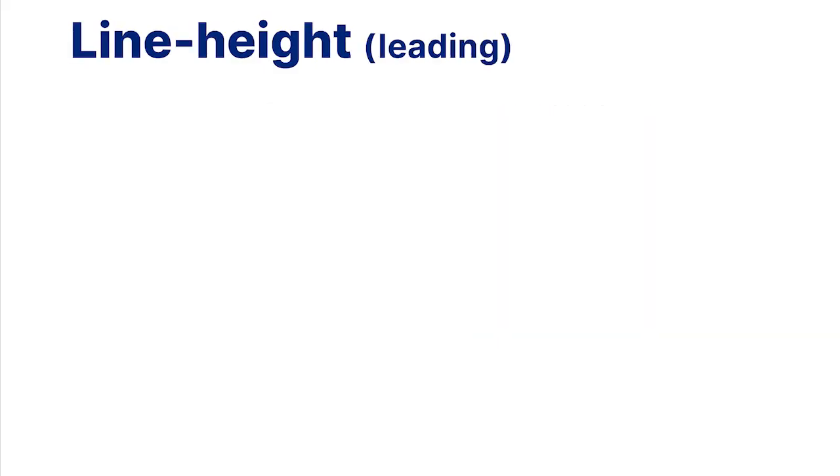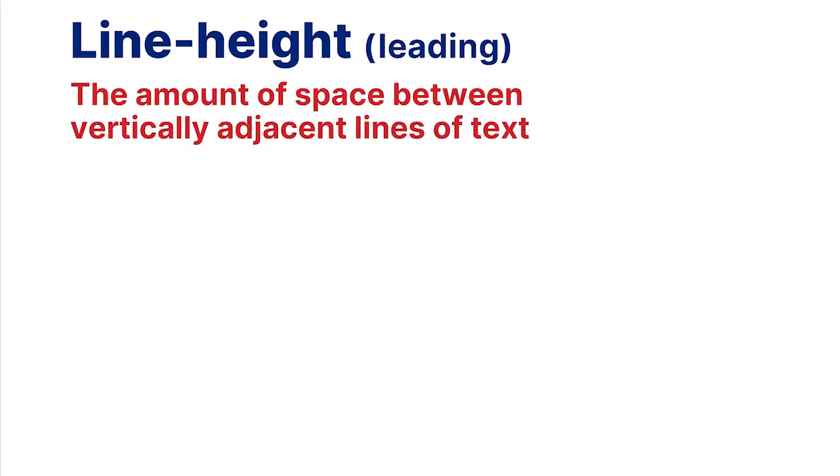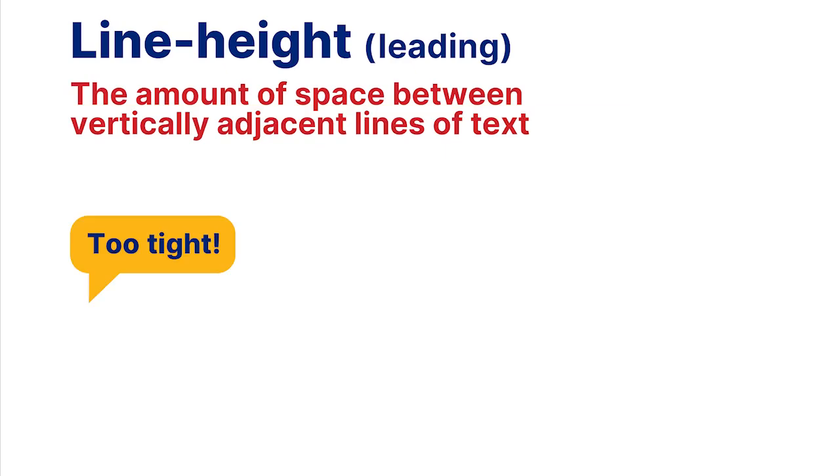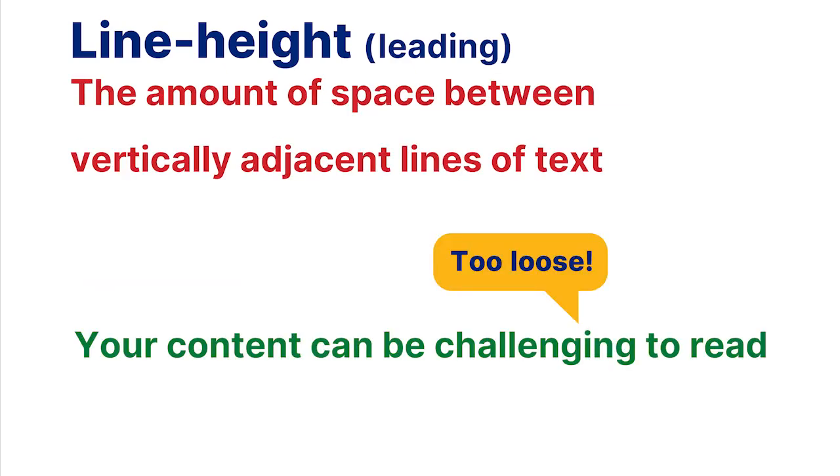Line height, or leading, is crucial for legibility and accessibility. It refers to the amount of space between vertically adjacent lines of text. Many people with cognitive disabilities, low vision, or dyslexia have trouble tracking lines of text when a block of text is single-spaced. If the spacing is too tight or too loose, your content can be challenging to read.